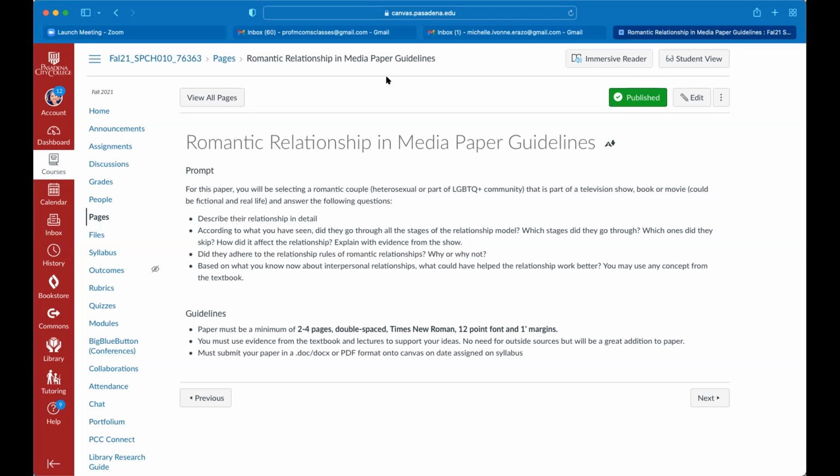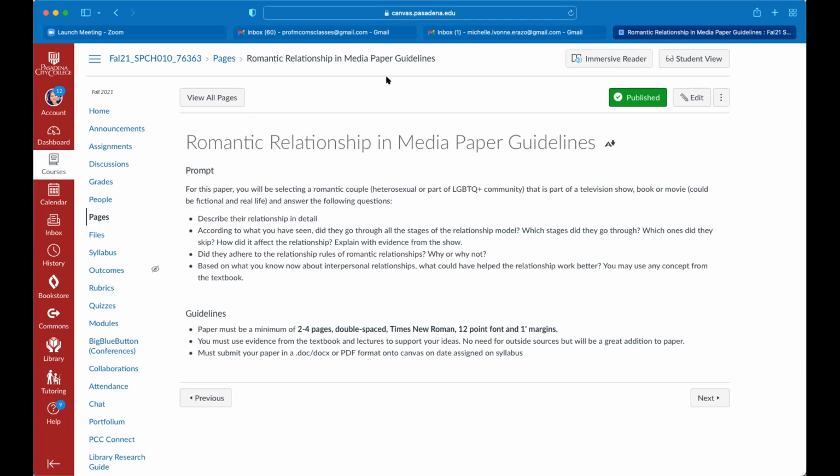Another guideline that you have to follow is that you have to use evidence from your textbook and from the lectures to support your ideas. So for example, if you're saying, no, they didn't go through all the relationship stages, and naming which ones they didn't go through, use evidence from the book. You don't necessarily have to quote, but you can paraphrase and add the page where you got it from in your textbook, right?